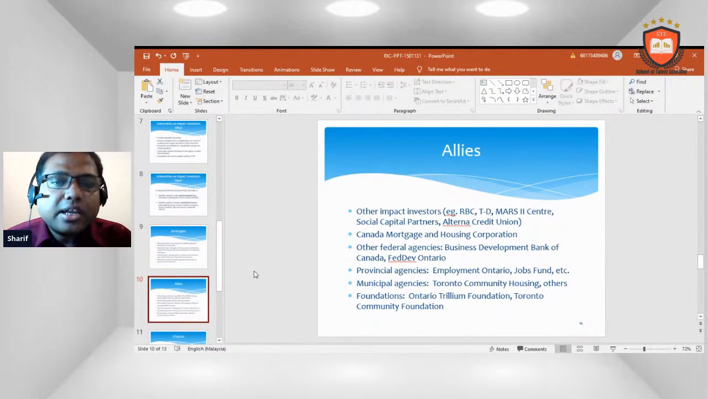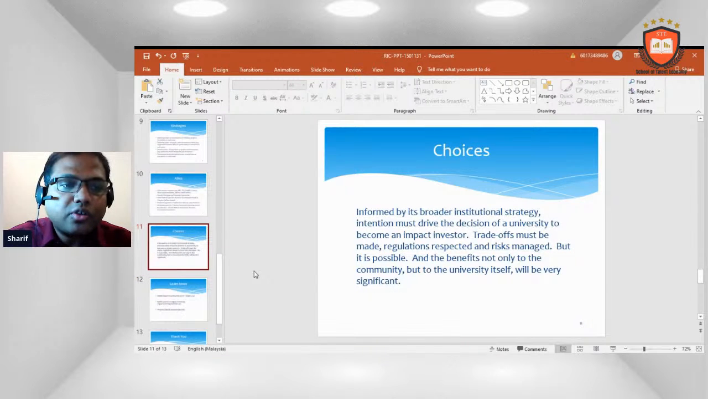Allies: other impact investors, RBC, TD, MaRS Centre for Impact Investing, Social Capital Partners, Alterna Credit Union, Canada Mortgage and Housing Corporation, other federal agencies, Business Development Bank of Canada, Federal Development Bank, Ontario provincial agencies, Employment Ontario, Jobs Fund, etc., municipal agencies, Toronto Community Housing, other foundations, Ontario Trillium Foundation, Toronto Community Foundation. These are very important things.